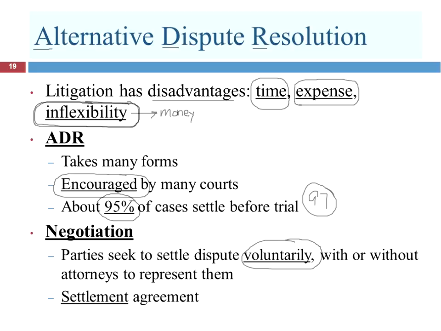Typically at the end of a negotiation, especially if attorneys are involved, you'll actually have a contract, a settlement agreement that the parties enter into and sign. Of course, if attorneys aren't involved, you might have a more informal arrangement. This is the most common way of resolving it.